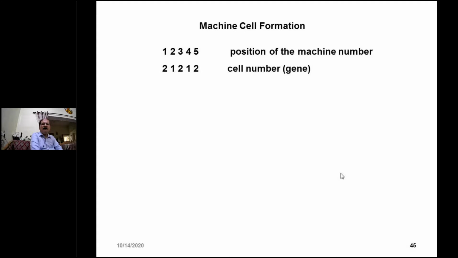Now here, suppose we want to produce two machine cells, and we have machines 1, 2, 3, 4, 5. So randomly generate the population, then each chromosome will look like 2, 1, 2, 1, 2. That means we are finding out two cells. So here machine 1 goes to cell 2, machine 2 goes to cell 1, machine 3 goes to cell 2, machine 4 goes to cell 1, machine 5 goes to cell 2.